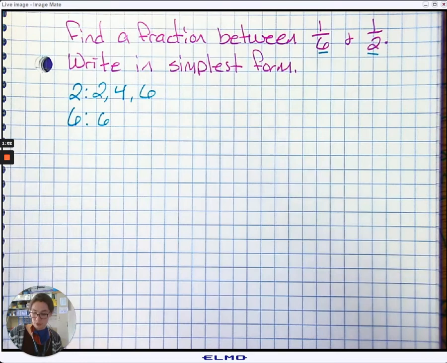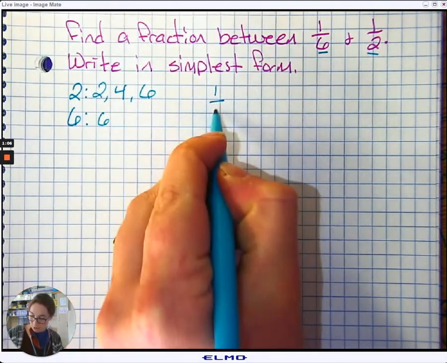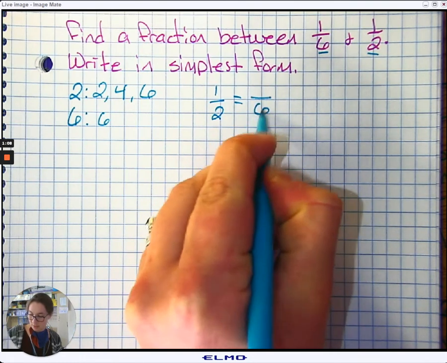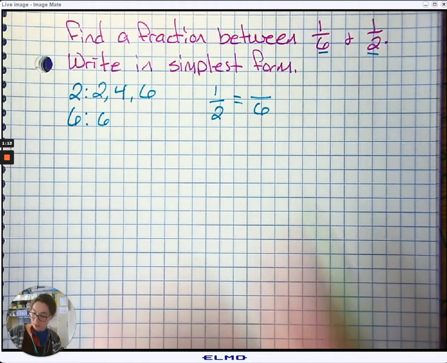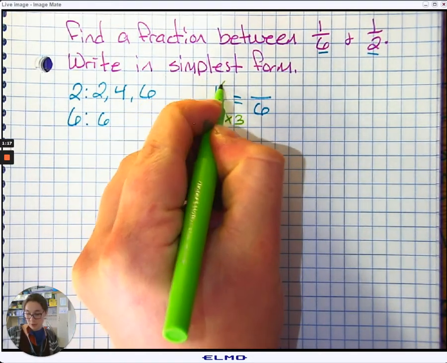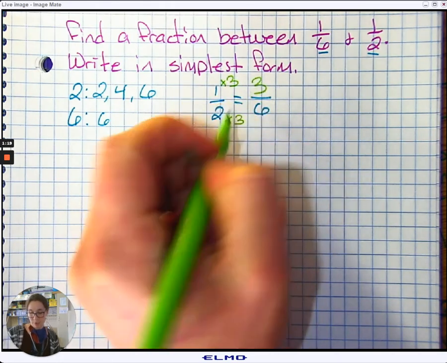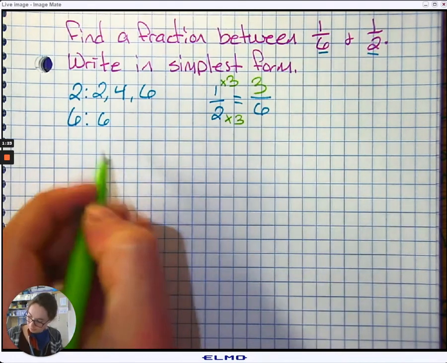So I'm going to rewrite my fractions as sixths. 1/6 is already there, so 1/6 is fine. 1/2 equals how many sixths? How do I go from 2 to 6? Well, I multiply by 3. What I did to the bottom, I'm going to have to do to the top, and I end up with 3/6.